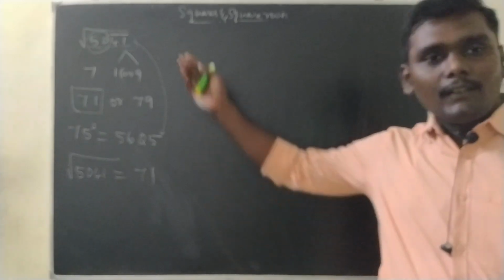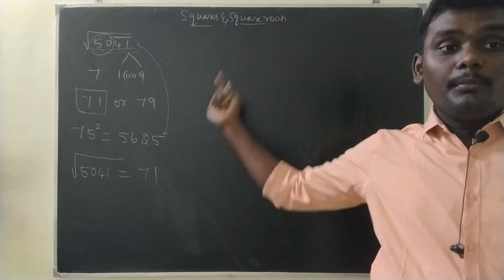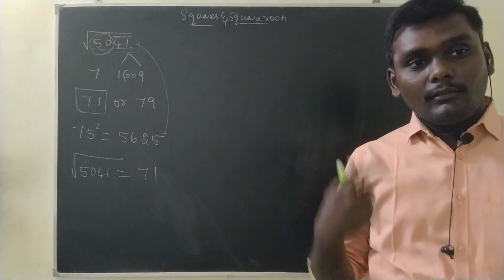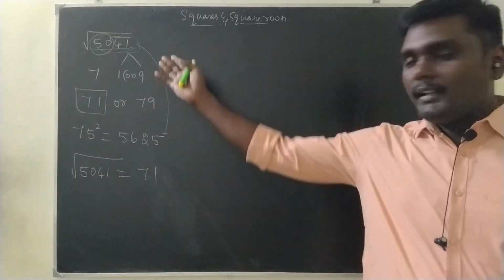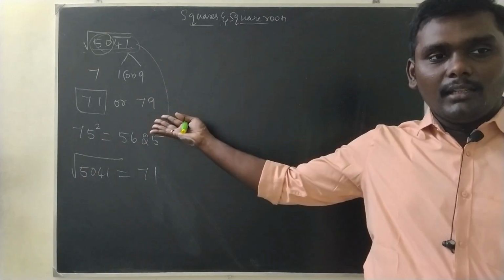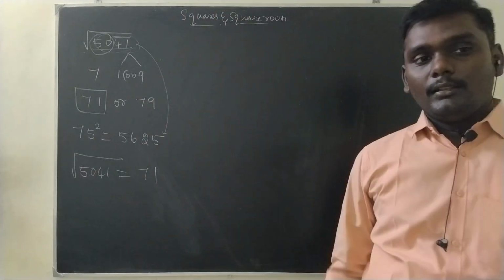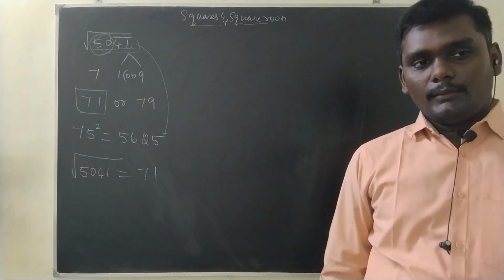Suppose if this also fails, then you should be aware of the long division method. That is why I told you everything. If you can't find the answer in between, suppose decimals and all are coming, then you should go for the long division method.